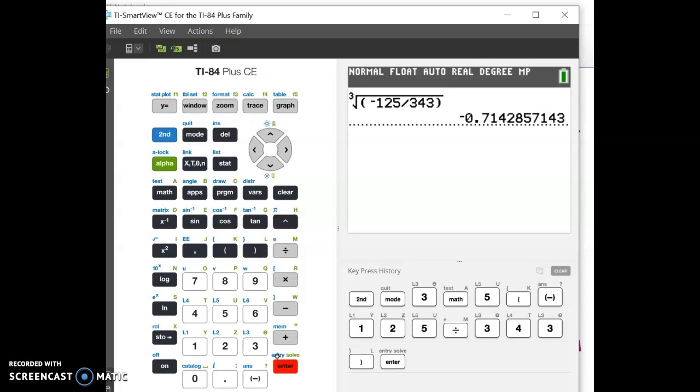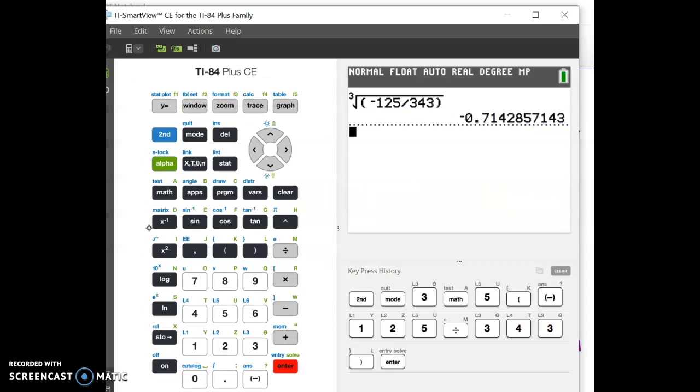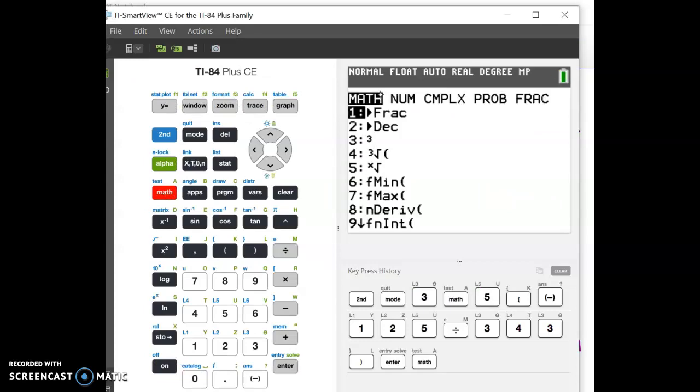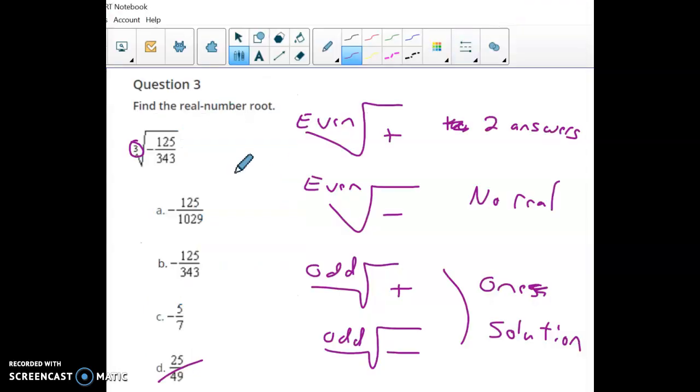My answers are all fractions here. So to turn it into a fraction, I'm going to go math and then fract, number 1. That'll turn my previous answer into a fraction. So it's negative 5/7. And so we just have one answer, negative 5/7.